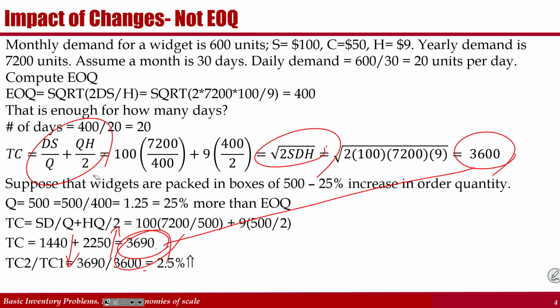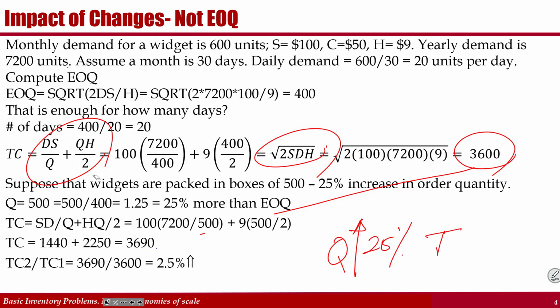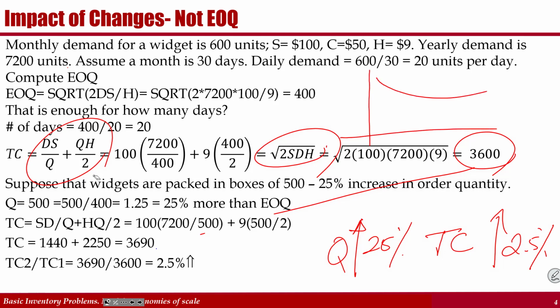If I divide 3,690 by 3,600, I get 2.5%. Q went up by 25%, but total cost in this specific example went up only by 2.5%. So the curve is flat, is not like this.